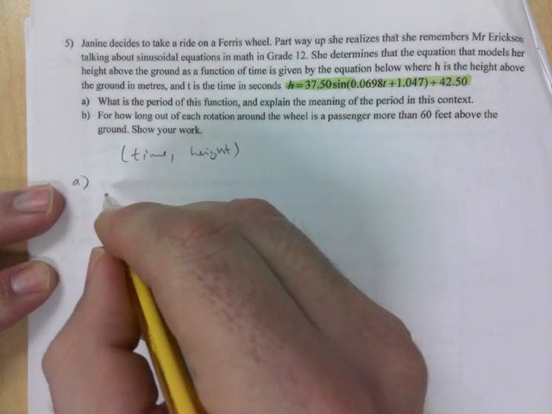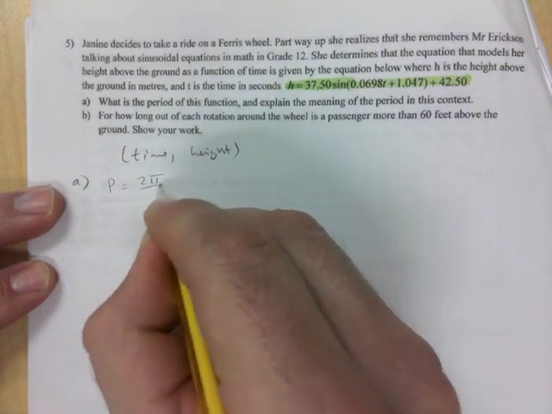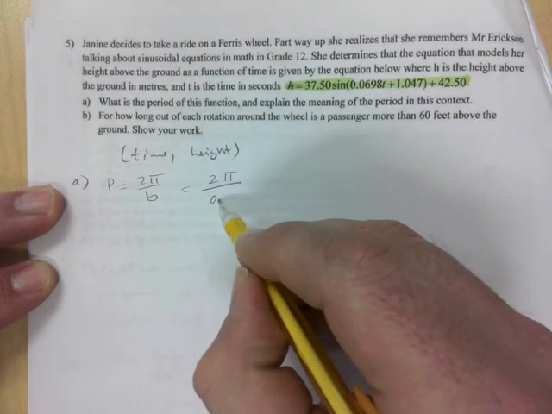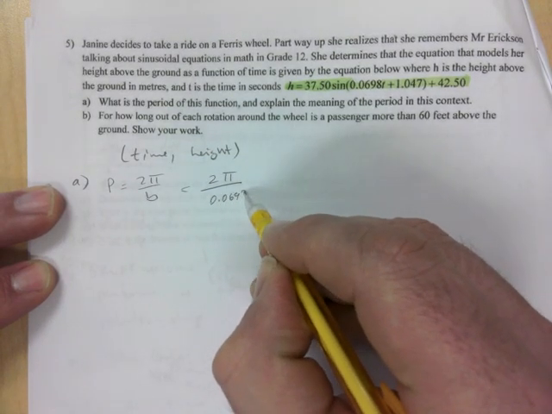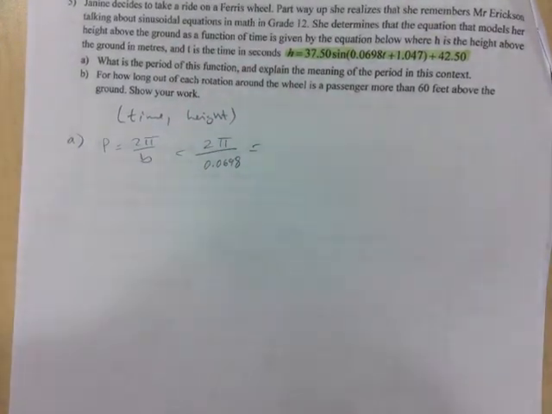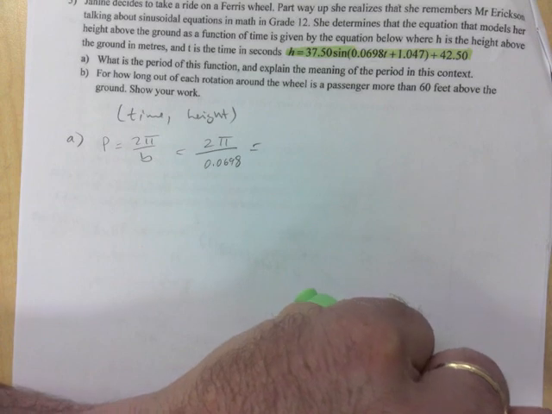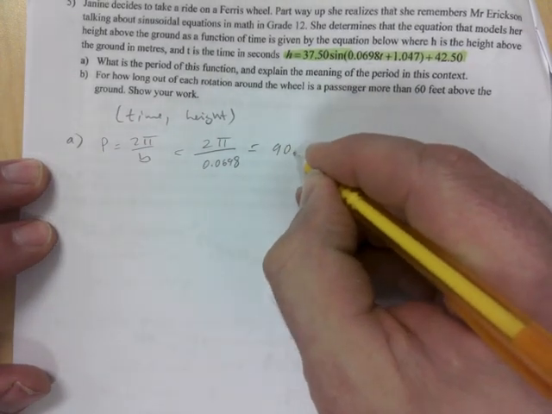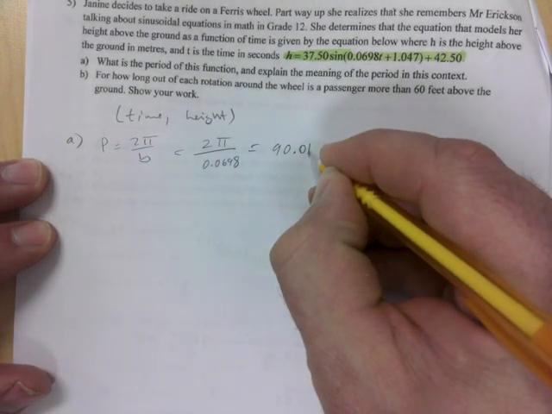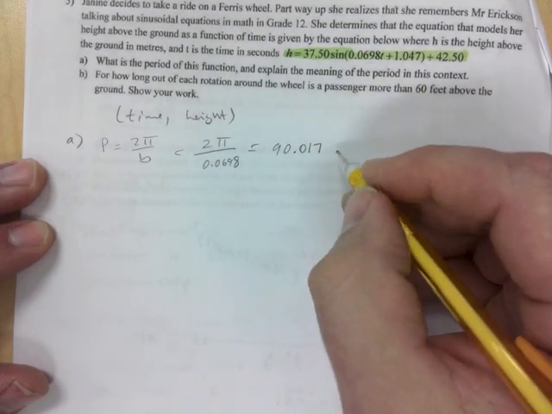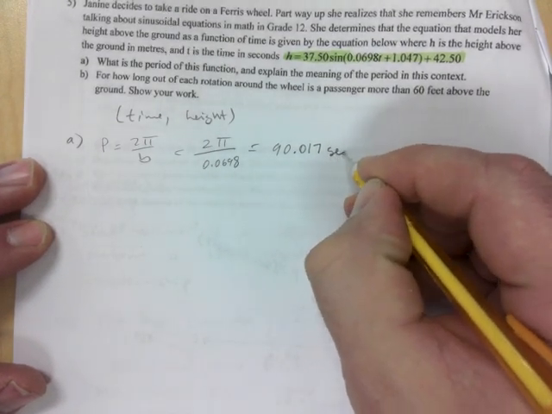We've done a lot of this, but the period is 2 pi divided by b, which is 2 pi divided by 0.0698. That is b right there. And let's figure out what that is. I'm doing this live as I'm creating the key. So that's 90.017 if it rounds, and that is in seconds.